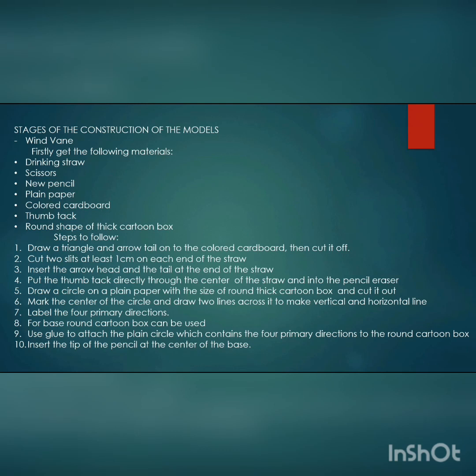Six, mark the center of the circle and draw two lines across it to make a vertical and horizontal line. Seven, label the four primary directions. Those are east, west, north, and south. Number eight, for the base, a round carton box can be used. Number nine, use glue to attach the plain circle which contains the four primary directions to the round carton box. Insert the tip of the pencil at the center of the base.